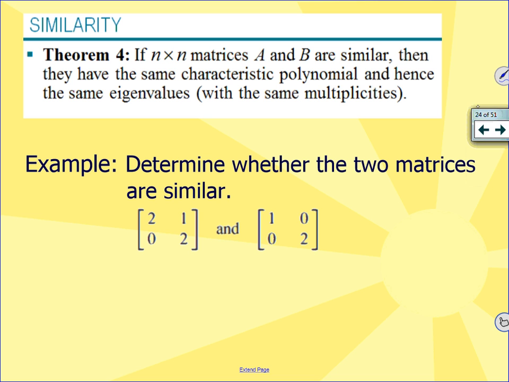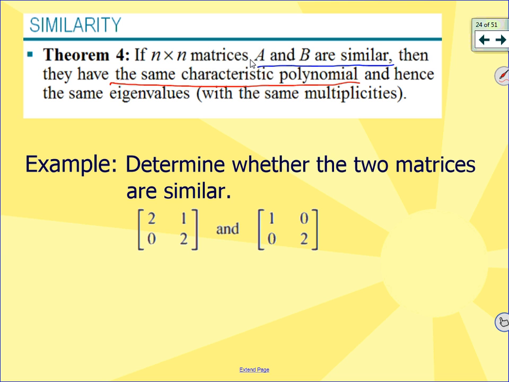Okay. So now we have another definition. A and B matrices. You know how in triangles we have similar triangles? Well, a similar matrix, or two similar matrices, are matrices that have the same characteristic polynomial. And so if they have the same characteristic polynomial, they have the same eigenvalues with the same multiplicities, because the solutions of the characteristic equations will be the same.